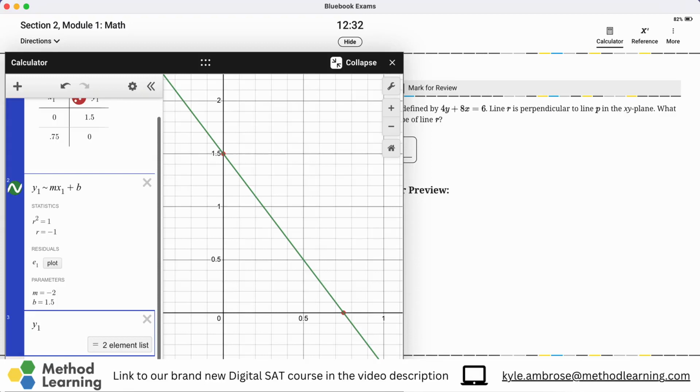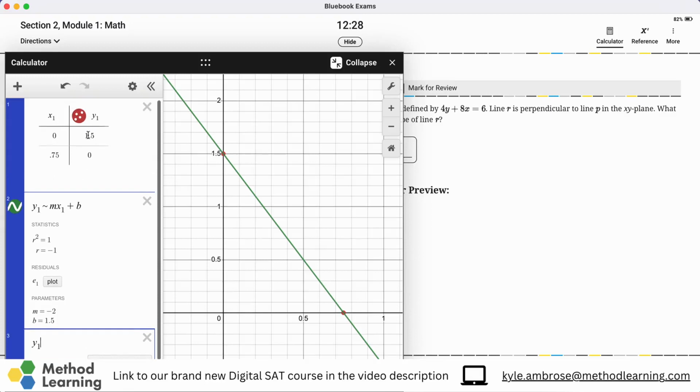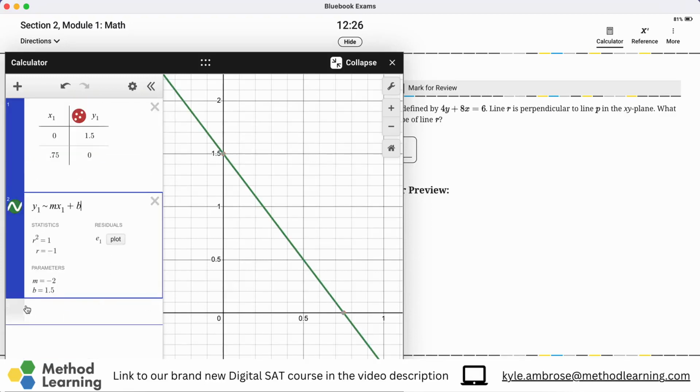Okay, so I'm basically saying, hey Desmos, tell me approximately the line that's going through these 2 points. And Desmos says, sure, here it is. -2 is the slope, the m value, right? Y equals mx plus b. That should look familiar. And b is 1.5.